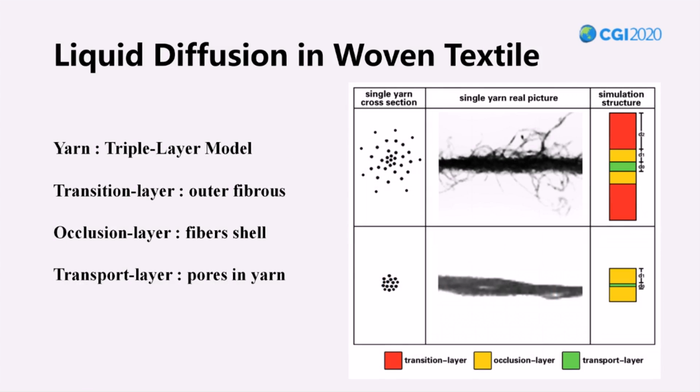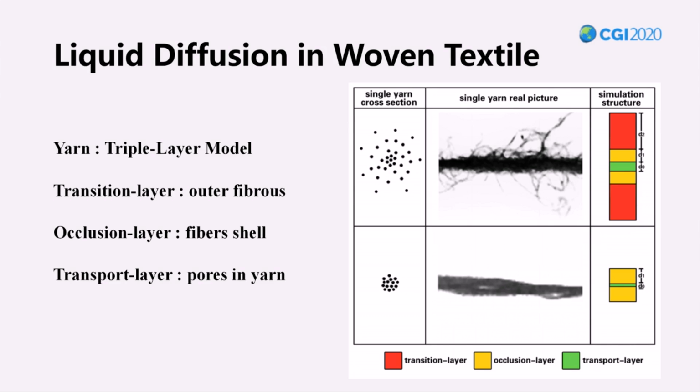In view of the complex weaving structure of the yarn, it cannot be constructed by traditional geometric modeling methods. So we started from the structure density of the yarn and constructed a model with three-layer features. The three-layer model includes the transition layer of the outer hairy layer, the occlusion layer of the yarn surface shell, and the transport layer with a pore structure that can transmit liquid.